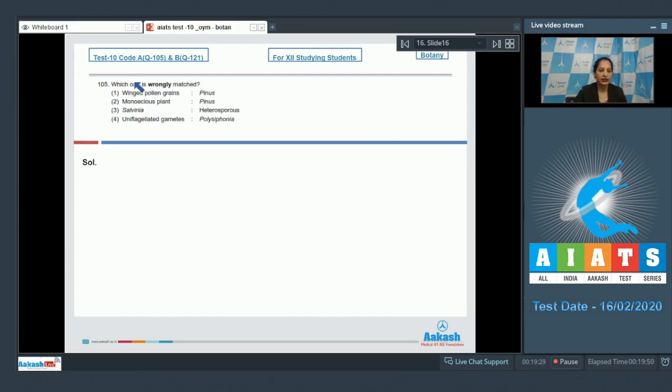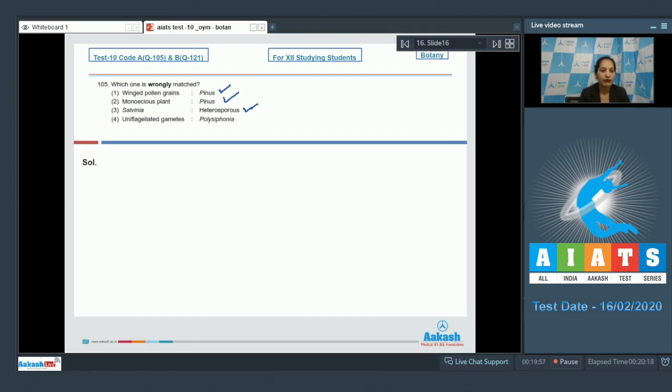Question number 105. Which one is wrongly matched? First option, winged pollen grains, Pinus. Yes, Pinus, it's a gymnospermic plant and it has winged pollen grains. It is true. Monoecious plant Pinus. It is also true that Pinus is a monoecious plant, which means both the sex organs are present on the same plant. Salvinia, it's a heterosporous pteridophyte.